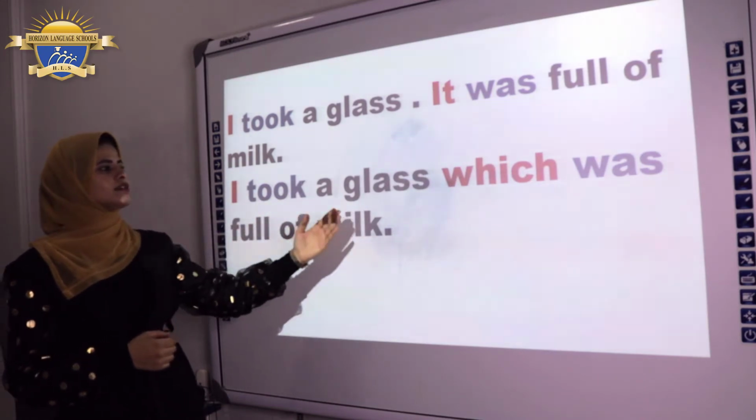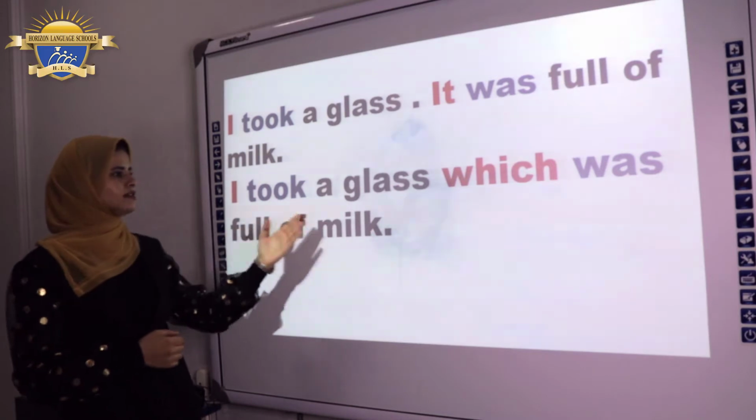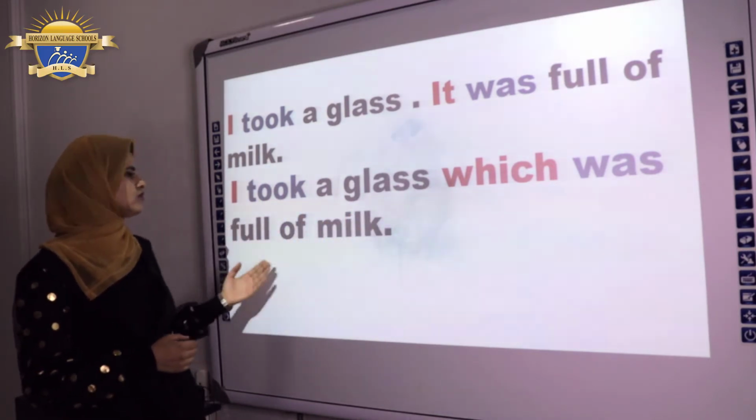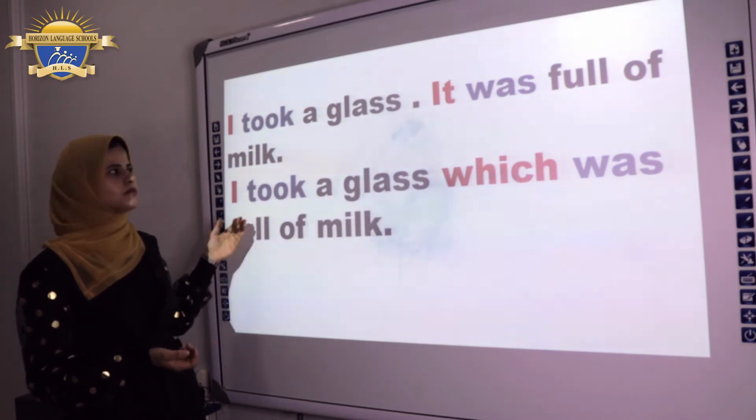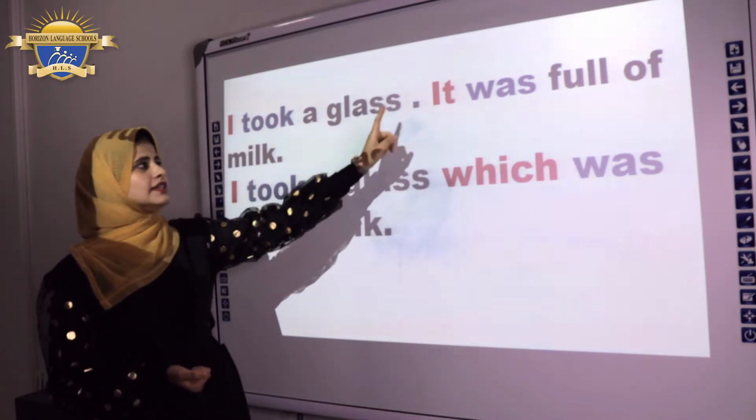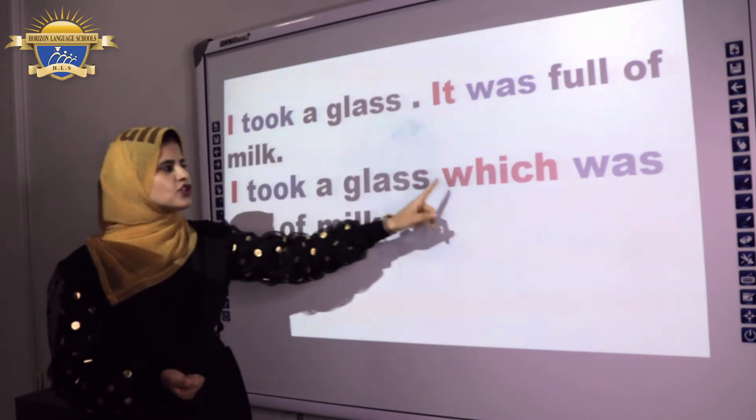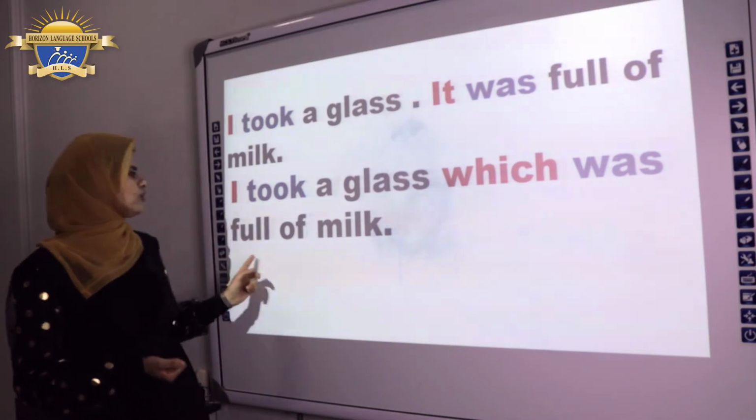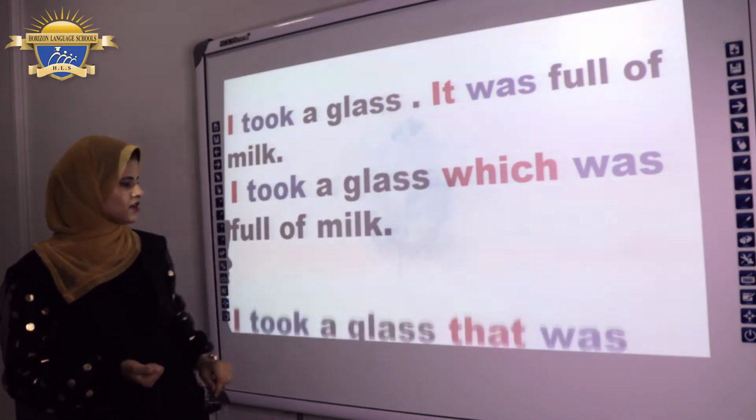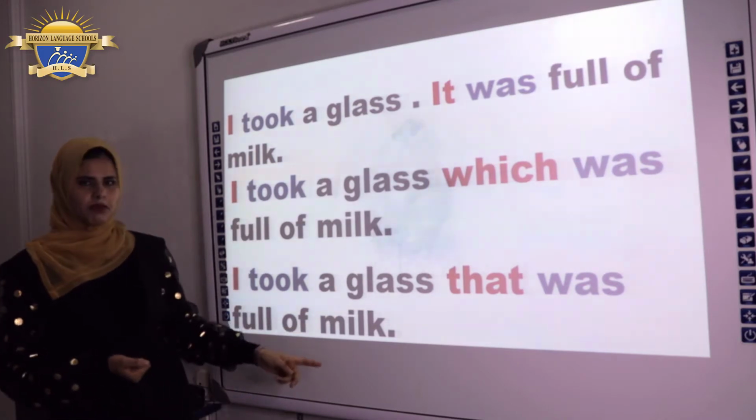I took a glass which was full of milk. So what have we done? The first sentence, I took a glass, I deleted the full stop because it refers to a glass, and put which instead. And the second sentence was full of milk. Or we can say, I took a glass that was full of milk.